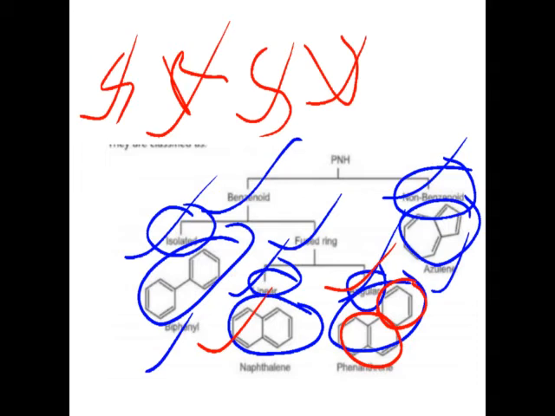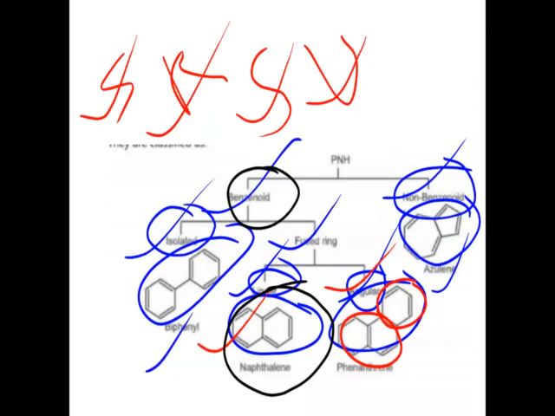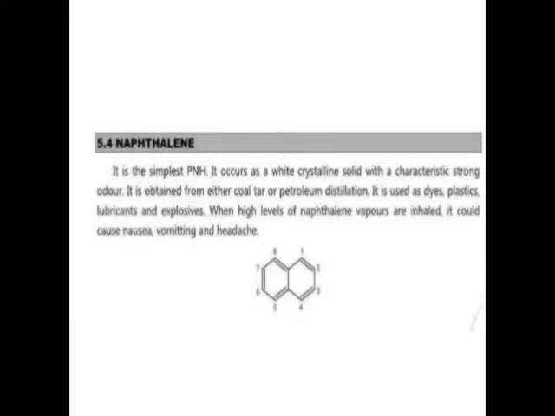So where does naphthalene come? This is the naphthalene. Naphthalene comes under the benzenoid, within it the fused ring, and within the fused ring the linear form. In that linear form, the compound naphthalene comes. So naphthalene is the linear fused ring benzenoid polynuclear hydrocarbon. It is the simplest polynuclear hydrocarbon, which is linear benzenoid, as it consists of benzene ring. So this is the structure of naphthalene, which consists of two benzene rings which are fused together. Okay, so this is the simplest polynuclear hydrocarbon.